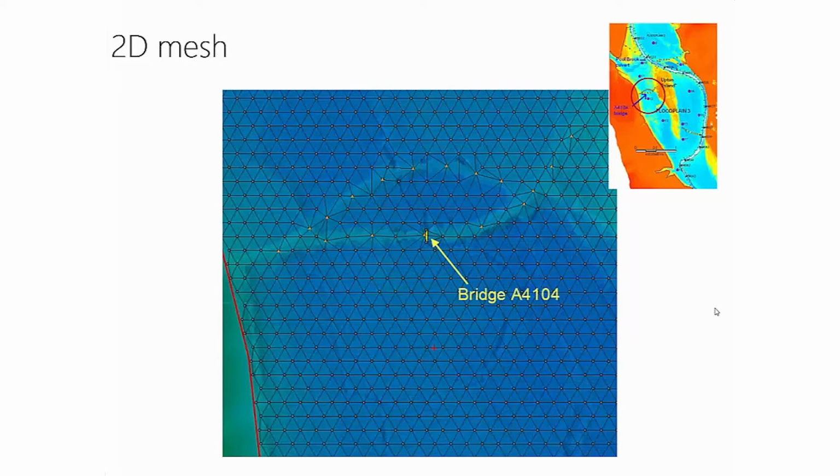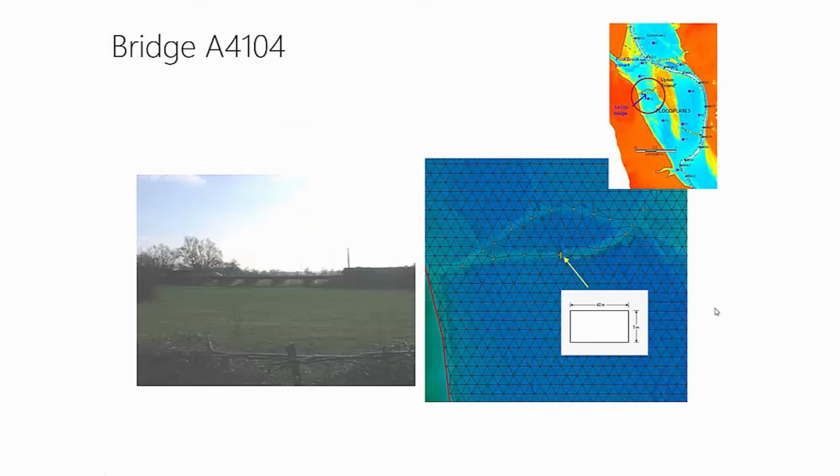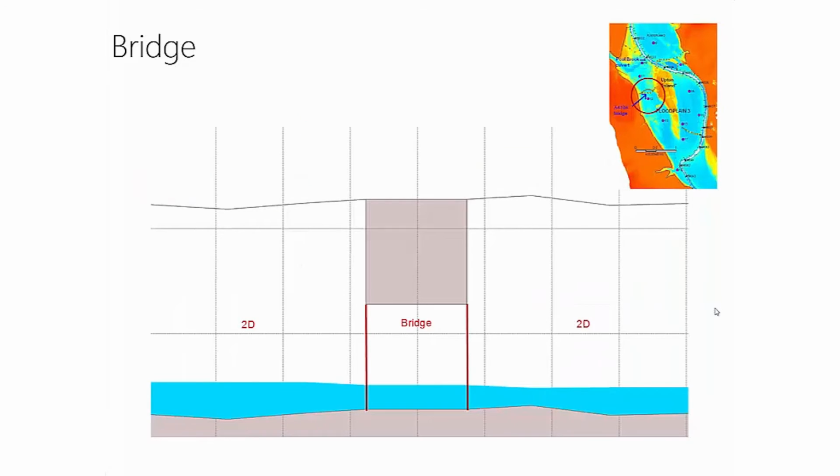We also had to add a small bridge to this particular model as well, which was really easy to do just by adding a culvert there. And it was representing this bridge here. And again, you can go directly from the 2D component of the model to the 1D component, which is that bridge we added, back to the 2D component.